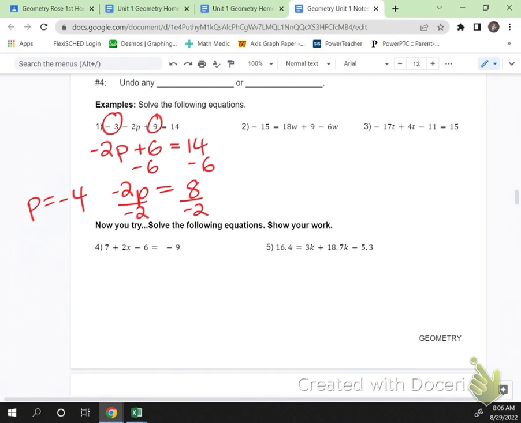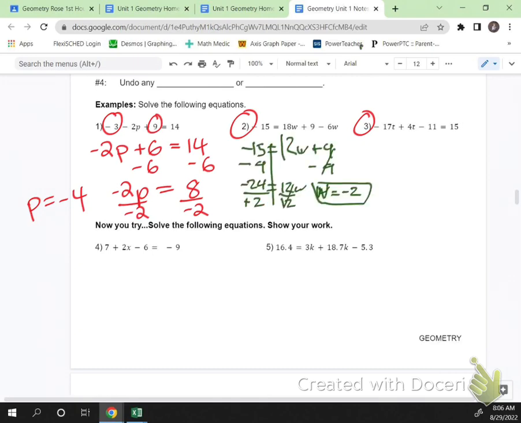How are we feeling? Do I need to do 2 and 3, or do you think you can do them on your own with your partner? You want to do another example? No? Okay, right now you're going to do 2 and 3. We're going to check back in about 2 minutes. Go!